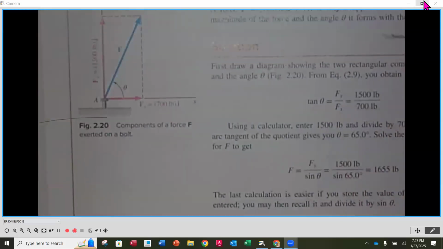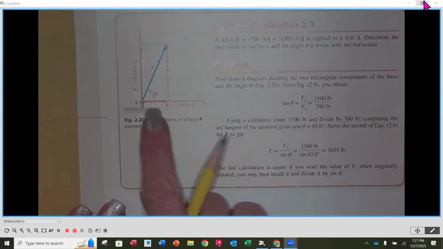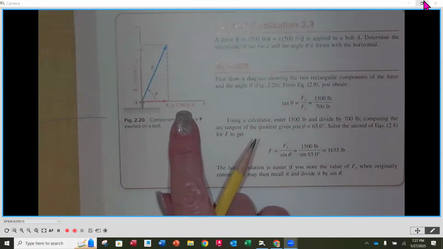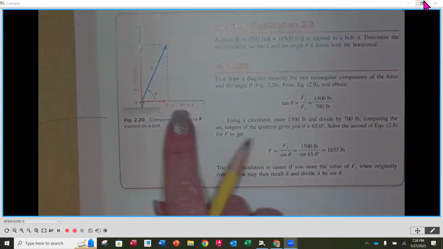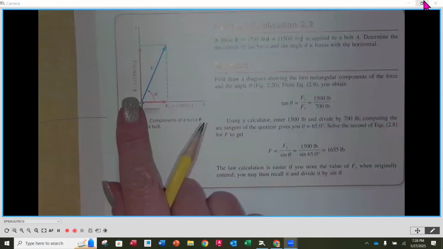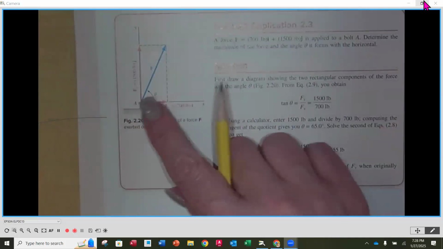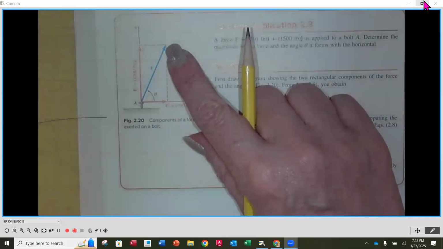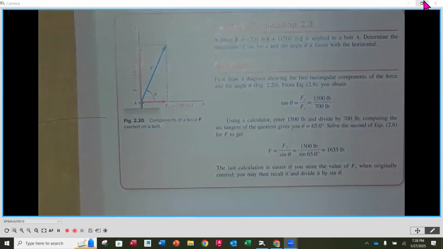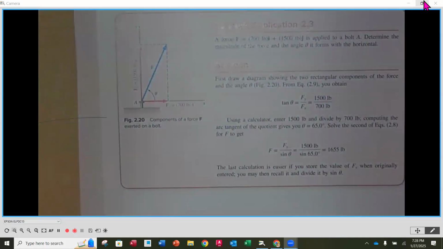So in this case, zoom out a little bit. Fx is equal to 700 pounds. The i in back of it, all it says is it's a vector quantity. So you can ignore the i as far as I'm concerned. And then our Fy is 1500. So this time we're given the components and we want to find the force, and then we're also going to determine its angle.